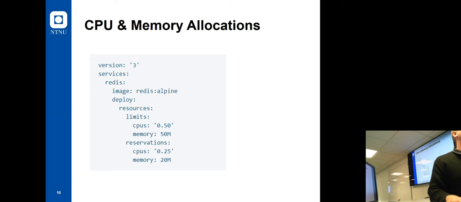Is that 50% of a CPU? Yeah. 50% and 25% is the minimum reservation. So anytime that service, called Redis here, the Redis database, requires processing power, it will get up to 25% guaranteed, and if possible, up to 50%. Yeah?